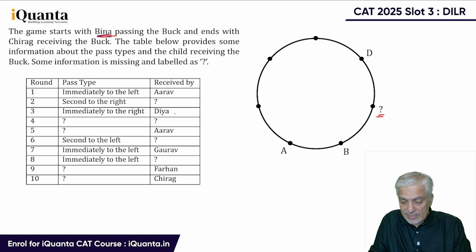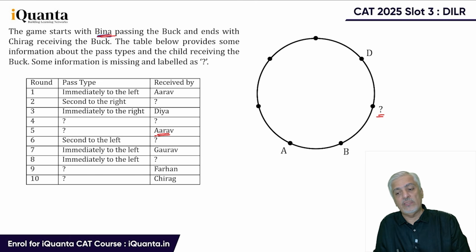So all this will have to be just skipped and we'll have to move directly to Arav because we also know the position of Arav. So from Arav, second to the left is again a question mark. Second to the left will be a question mark. So this will become a question mark. Immediately to the left of that question mark is Gaurav.